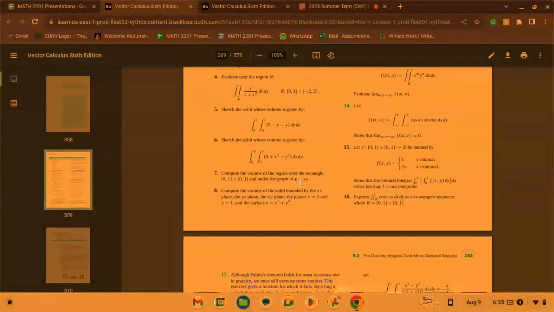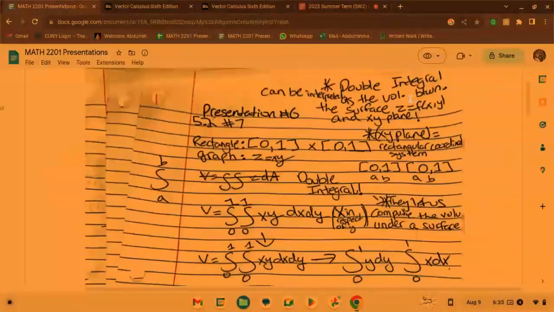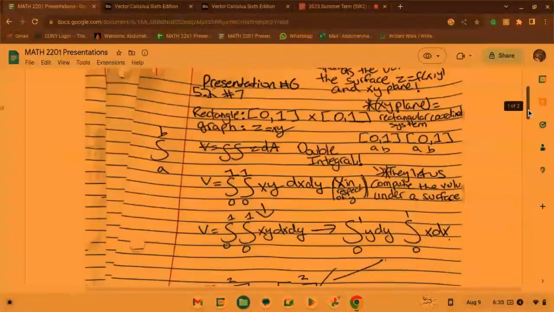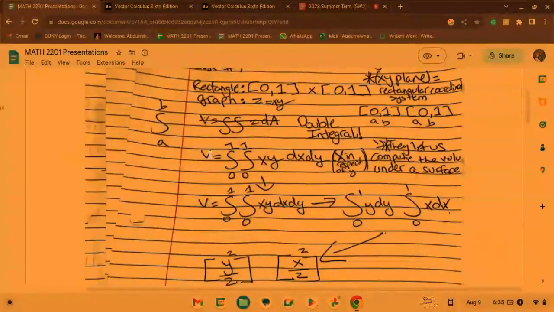But below the surface, meaning the graph. So that's why we're going to use the double integral. So moving on, I set up the double integral V equals. I put the double integral over x and y. I left the z out, because z equals x and y. Of course, it's dx dy, because it's a double integral.